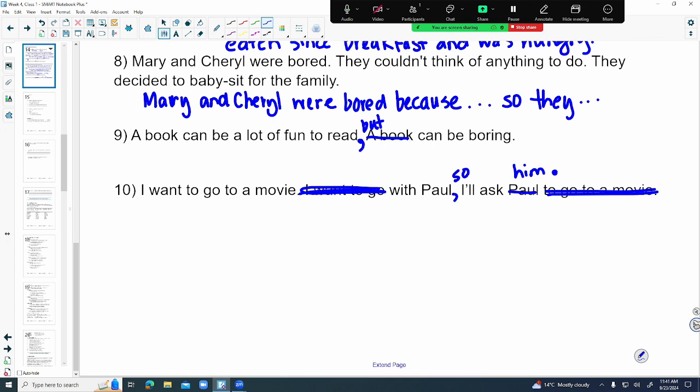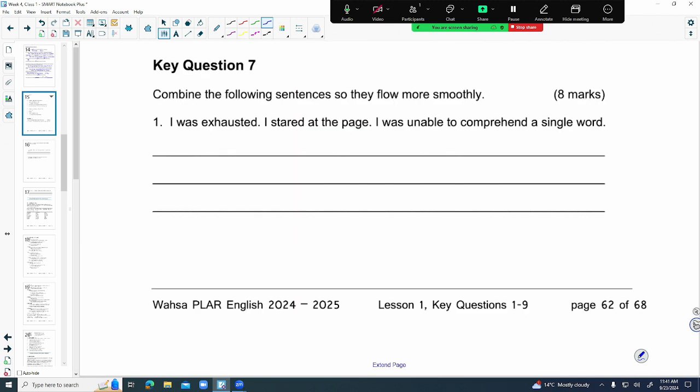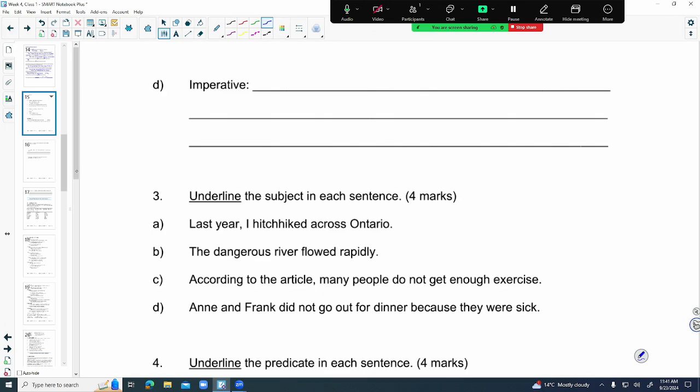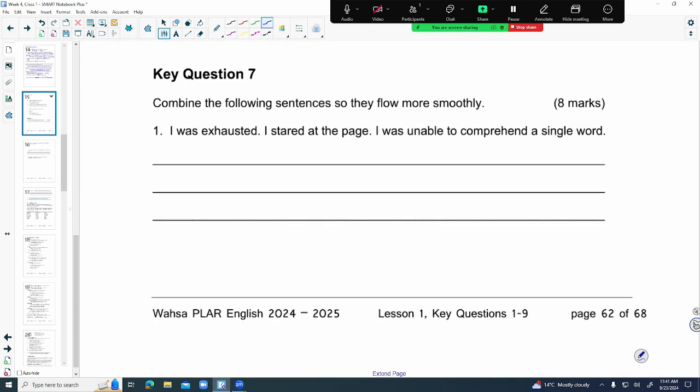Sometimes we know what we want to say and we think we've said it. But when we go back and look at it, or somebody else looks at it, they go, what? I don't get it. Because something is missing. We've filled it in because we know what we want to say, but it's not actually there. Okay, so you need to be aware of that. Okay, so that brings us to key question 7. Combine the following sentences so they flow more smoothly. So there are 4 questions for you to do.